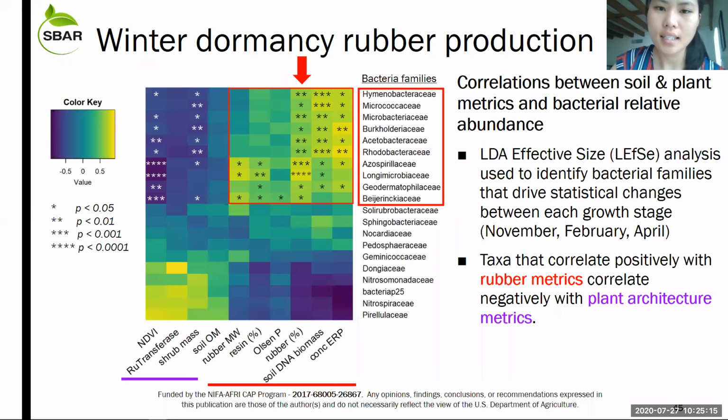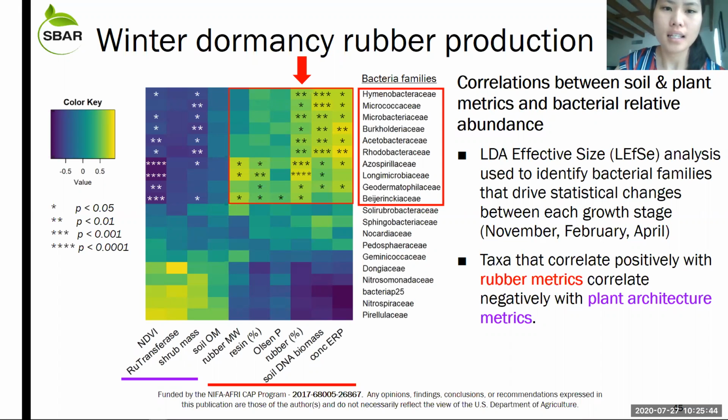So this slide is a heat map of more correlations. It's kind of complicated, so I'll walk us through this. First, if you look along the bottom axis, you see that these are the same soil and plant metrics that were shown on the graph just previously. And on the y-axis is a list of bacteria families. And the actual names of these families isn't important, so don't worry about that.